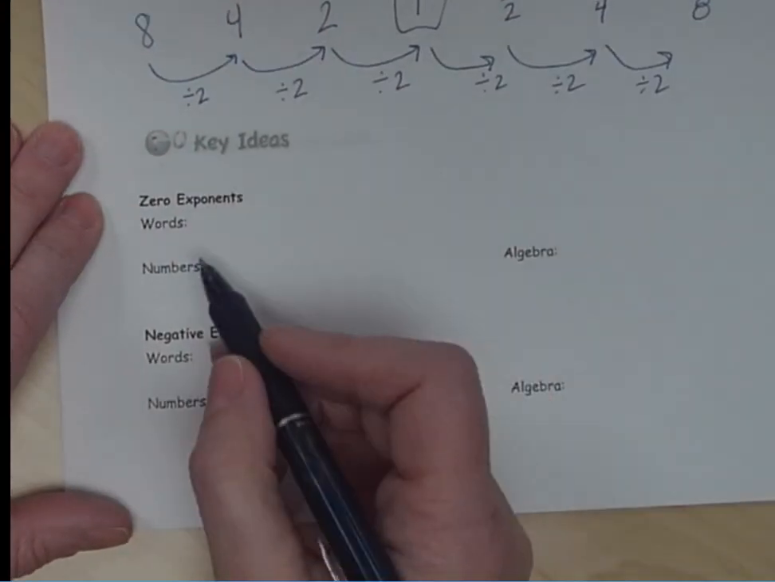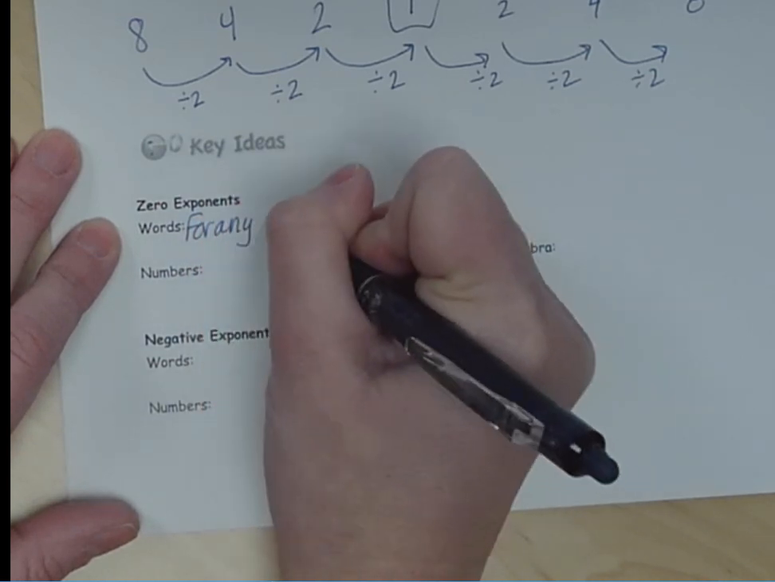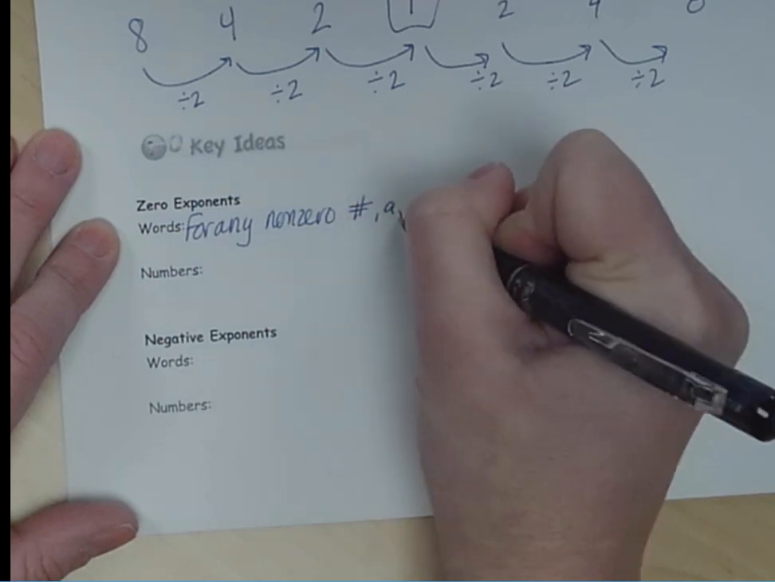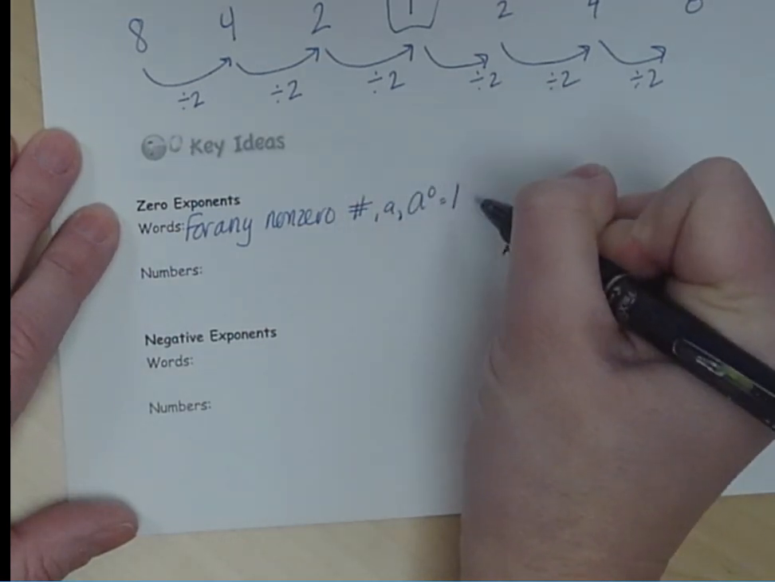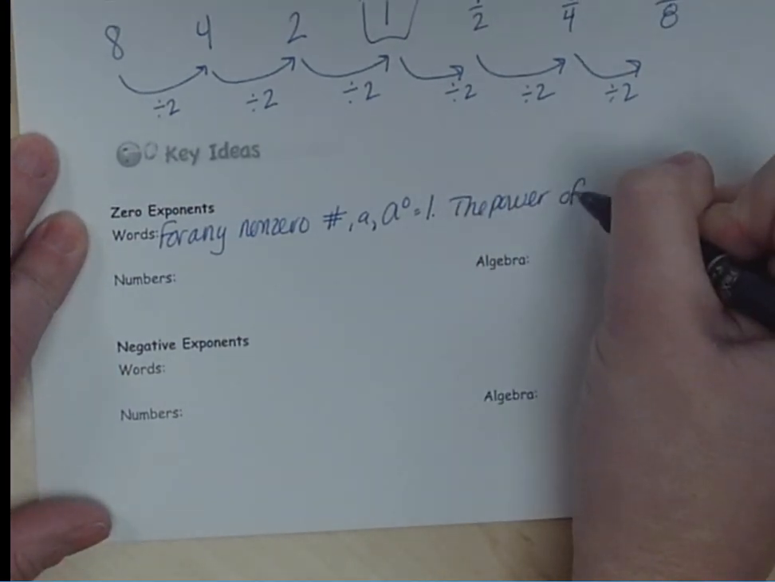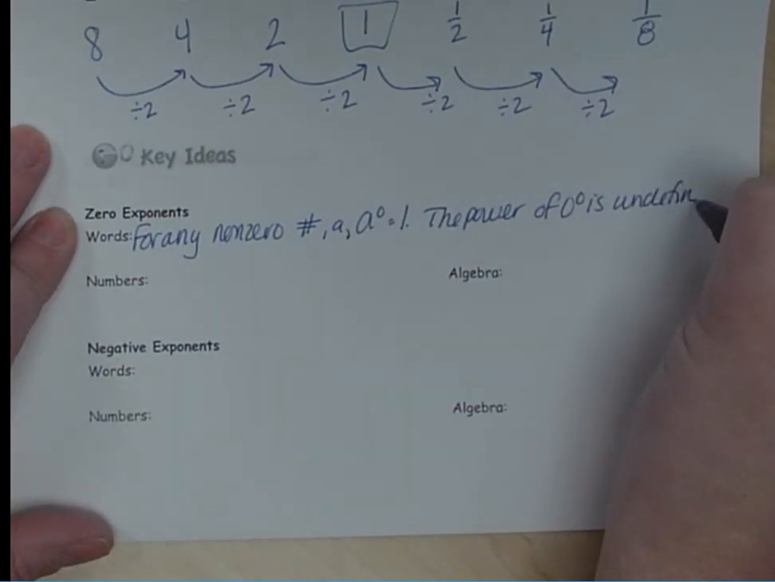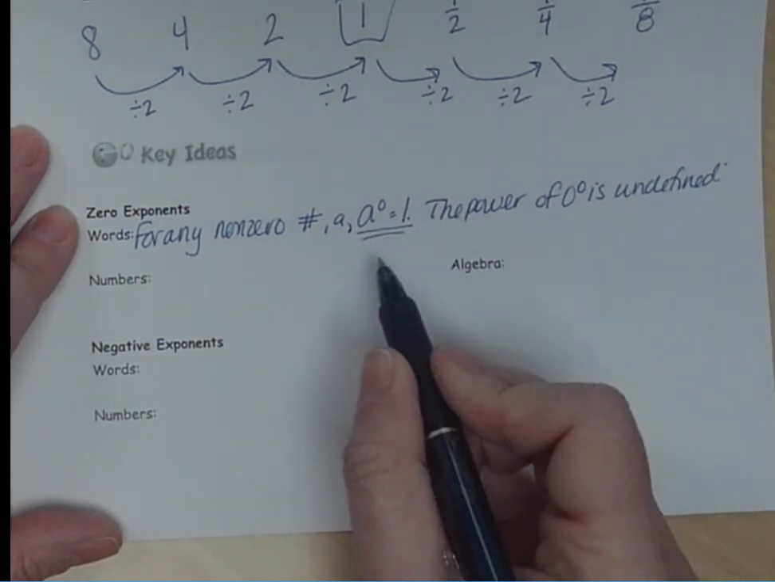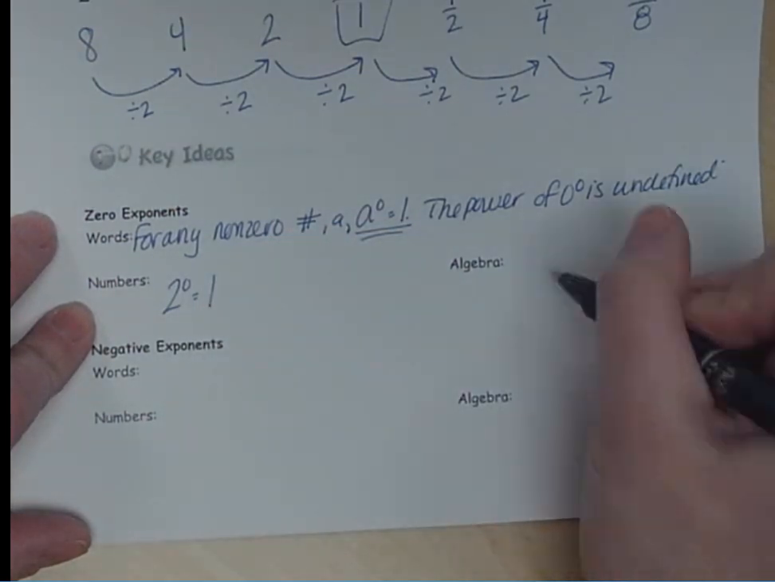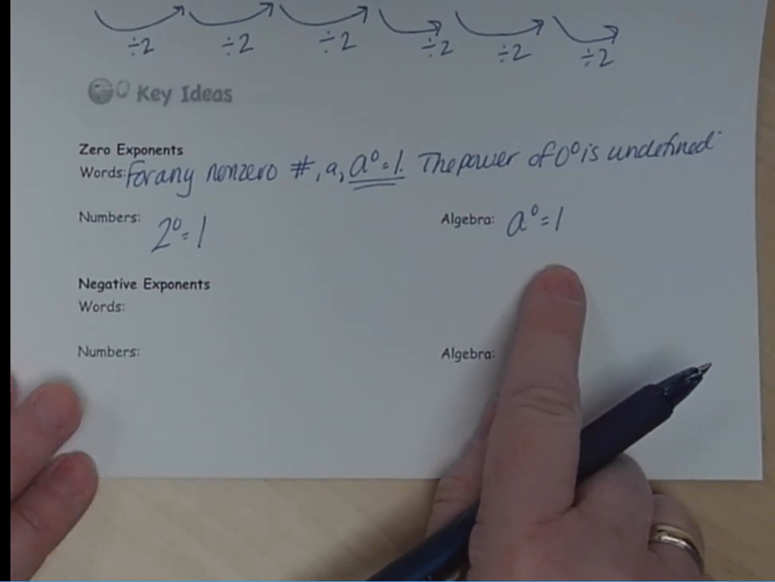So what did we do here? For 0 exponents, for any non-zero number a, a to the 0 is 1. The power of 0 to 0 is undefined, kind of like dividing by 0. So anything to the 0 power will always be 1. So 2 to the 0 is 1. A to the 0, so any number to the 0 power will also be 1.